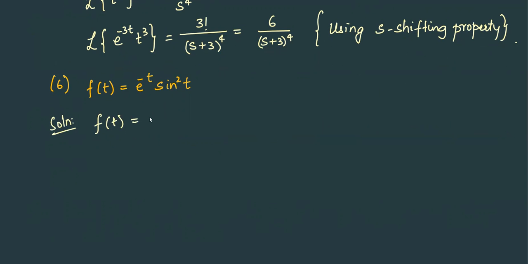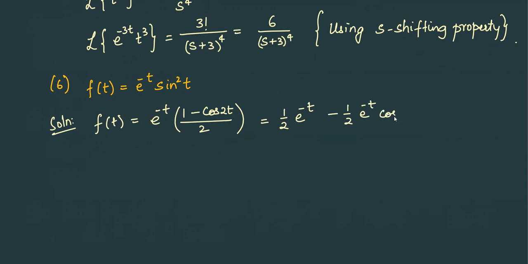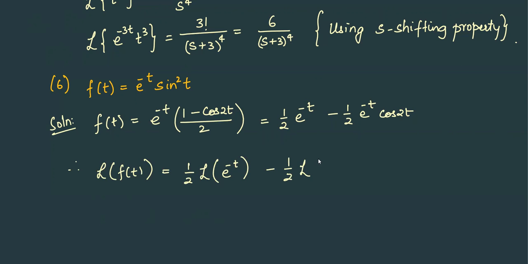First simplify this. Now e power minus t sine square t can be written as e power minus t times 1 minus cos 2t upon 2. So this is half e power minus t minus half e power minus t cos 2t. Therefore, the Laplace transform of f of t will be half Laplace transform of e power minus t minus half Laplace transform of e power minus t cos 2t.